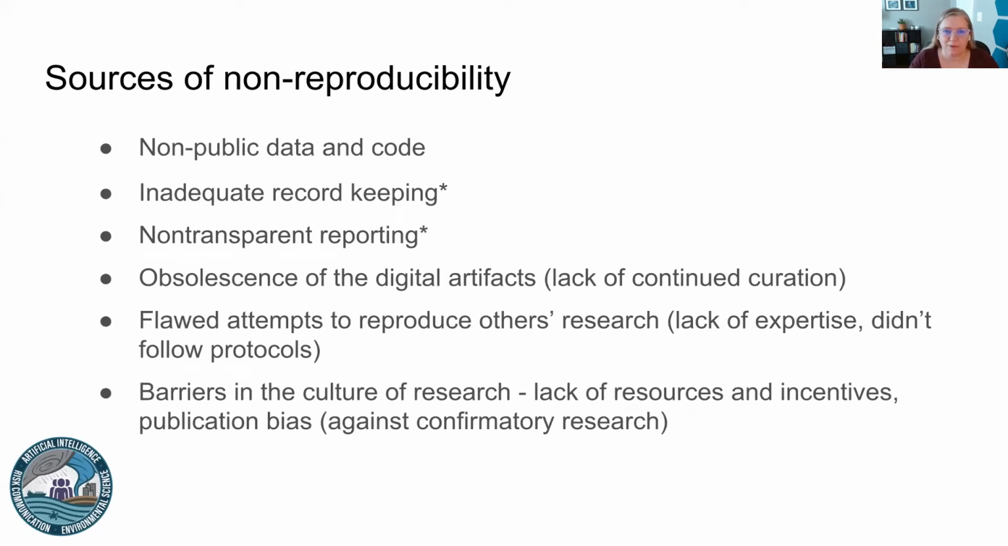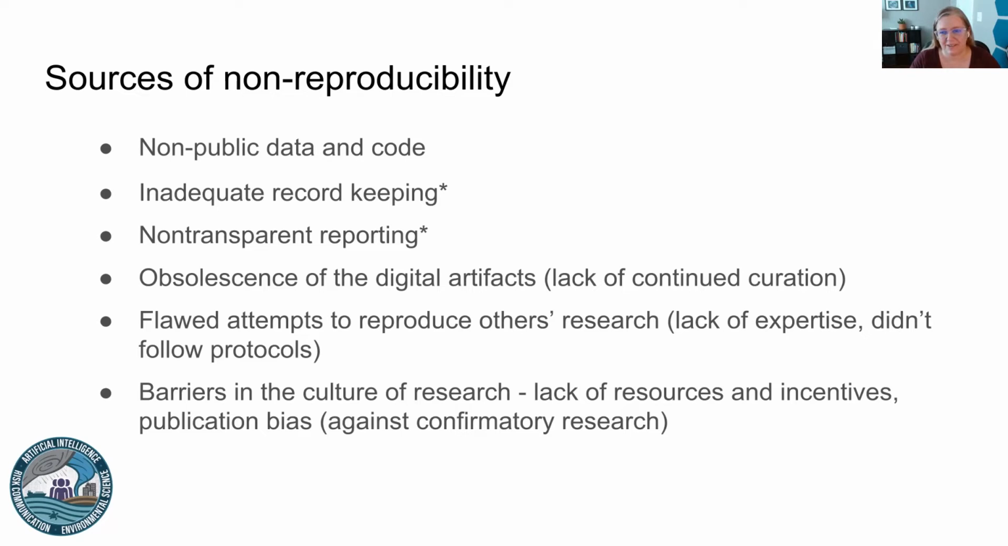So some sources of non-reproducibility are non-public data and code. Sometimes we're using proprietary code, proprietary data, or social data with large restrictions on how it can be accessed and shared. And so those cases are just not going to be reproducible outside of the individual research group. Inadequate record keeping and non-transparent reporting, I put asterisks there because those are the aspects of the replicability crisis that were brought up, and that's a key issue that hopefully will give you some tools to not do that.